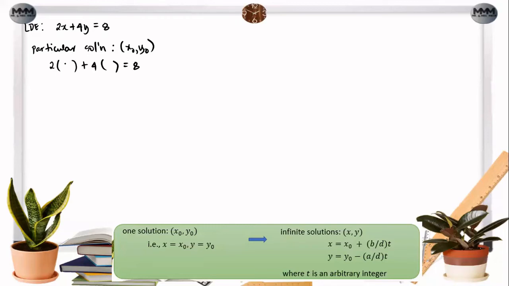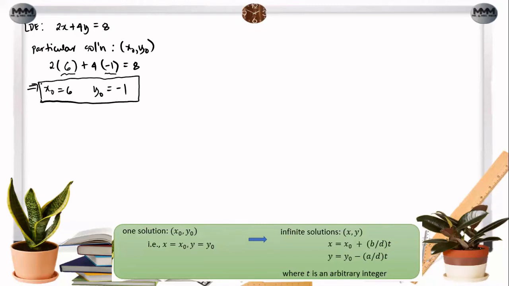So we can choose, we can have 6 here. So 2 times 6 is 12. Plus, we may have negative 1 here because we know that 12 plus, this is negative 4, is equal to 8. Now in this case, x sub 0 is equal to 6 and y sub 0 is equal to negative 1. So we have this as our particular solution.